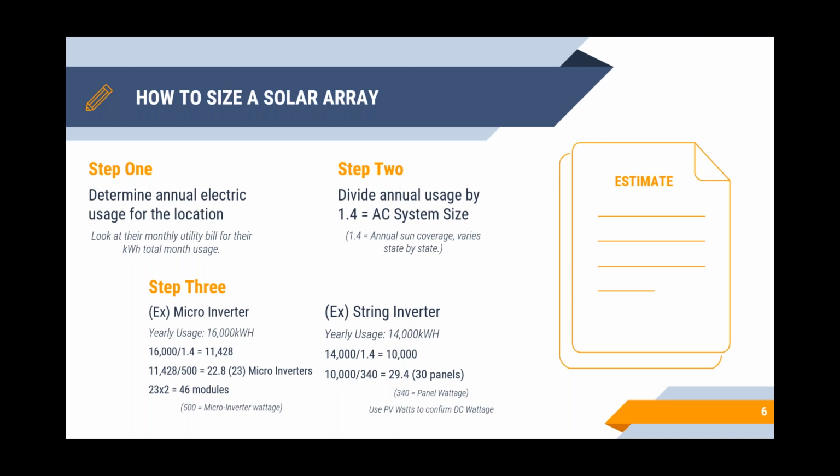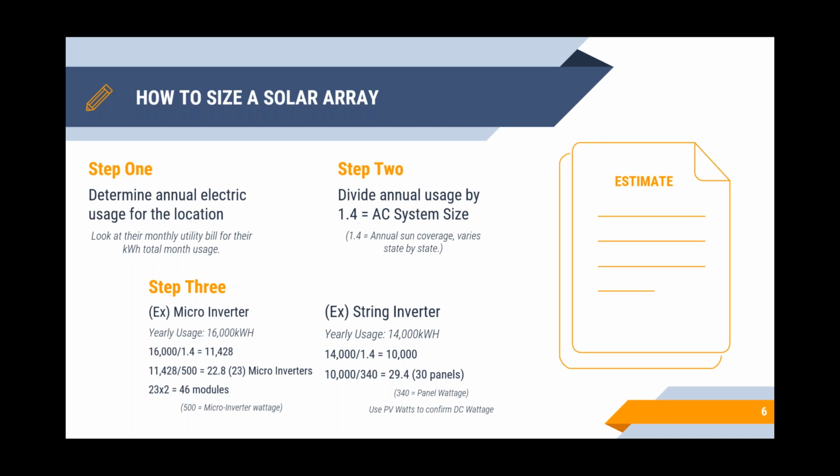So once we arrive at our AC system size, we're going to want to figure out how many modules we need to cover that size. Let's walk through a couple examples. Right here, I've got a microinverter problem as well as a string inverter. Jumping into the microinverter one, let's say we have an annual usage of 16,000 kilowatt hours for that location. We're going to divide that by 1.4 and come up with 11,428.